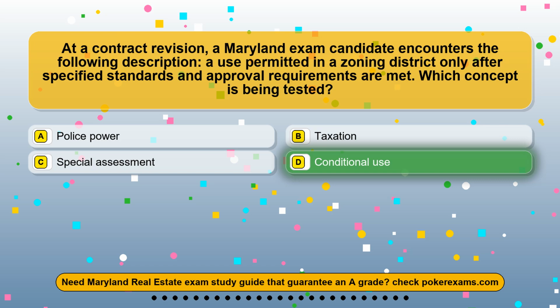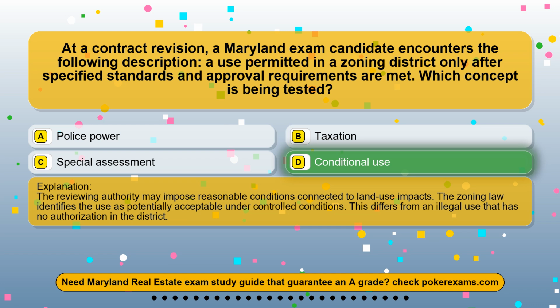The correct answer is option D. Conditional use. The reviewing authority may impose reasonable conditions connected to land-use impacts. The zoning law identifies the use as potentially acceptable under controlled conditions. This differs from an illegal use that has no authorization in the district.